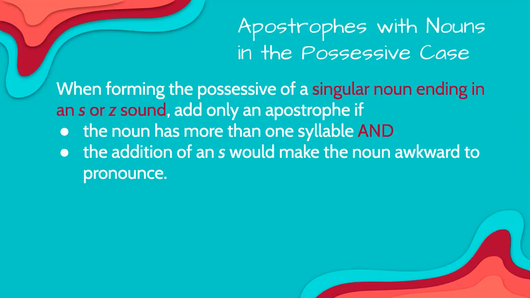So the idea is that if we add an extra S to some of these nouns, it's going to sound strange. Here are a couple of examples. I like to use my name because it's a perfect example, Ms. Hastings' class. If we added an extra S, we would pronounce it Hastings's, and that's not how we say it. It really has to do with the ending S sound. It's a harder S, almost a Z sound. So because of that, we just add the apostrophe.